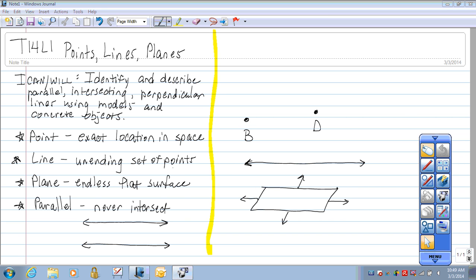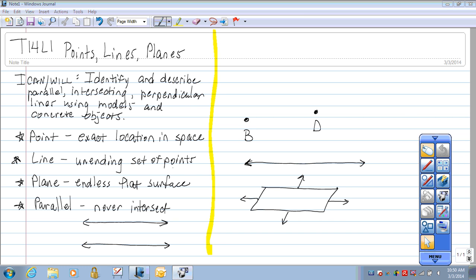A line is an unending set of points. So if you string these points together and you make a connection of points between B and D, and they go on in an unending pathway in both directions, this is called a line. It never ends.